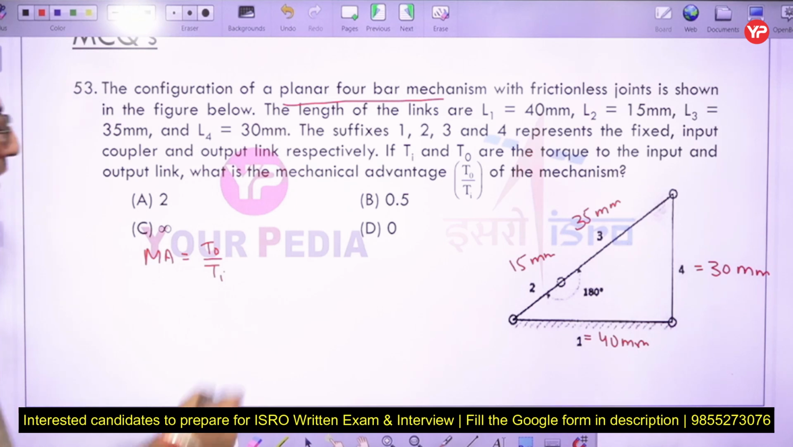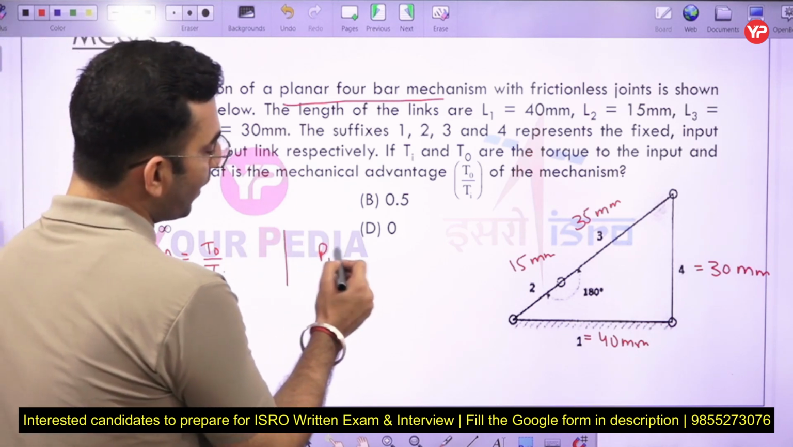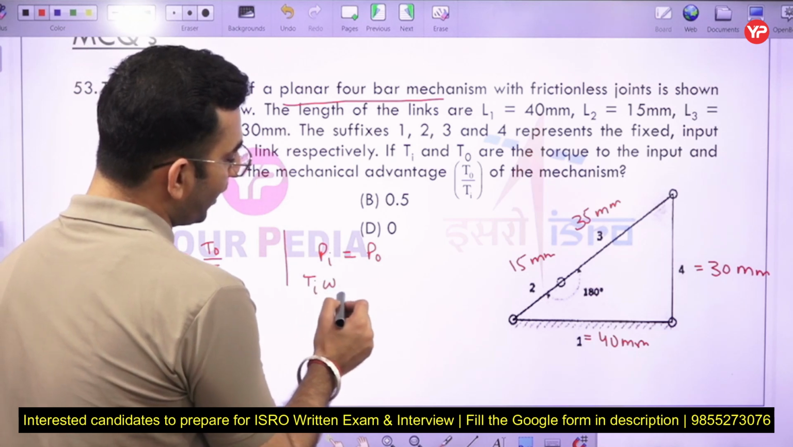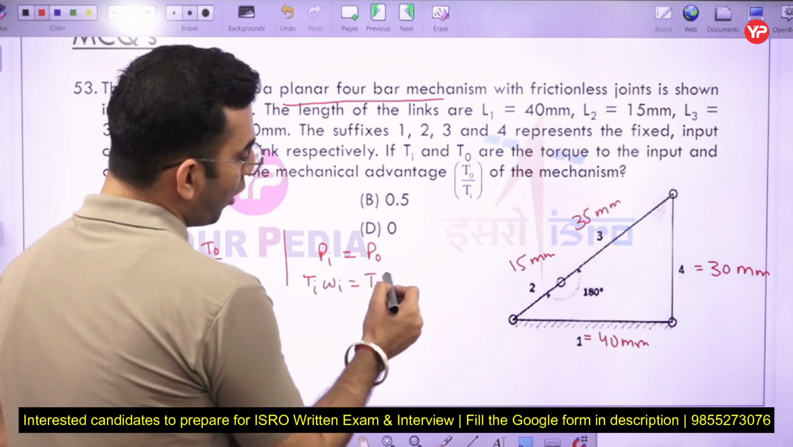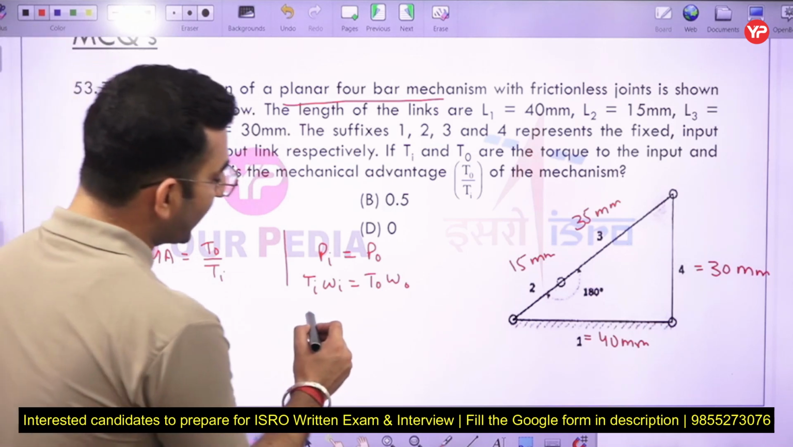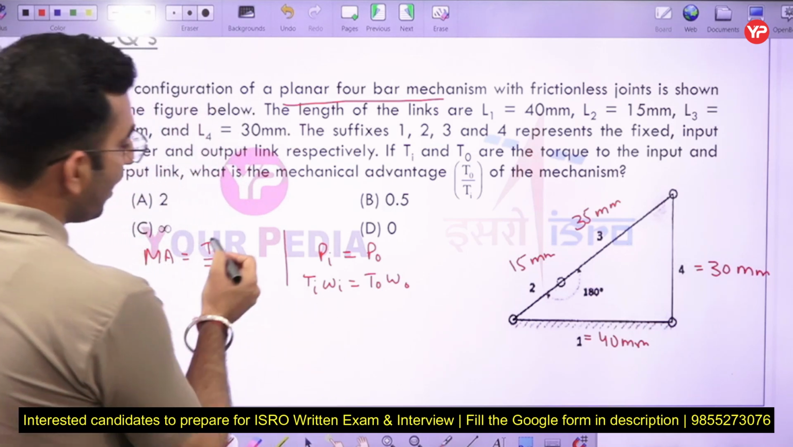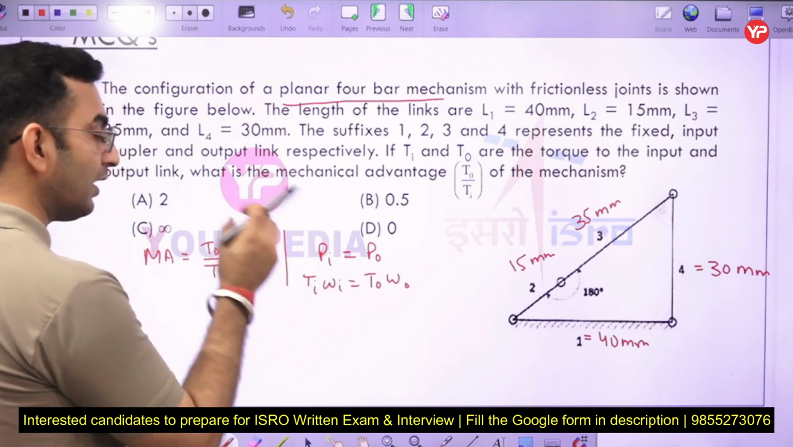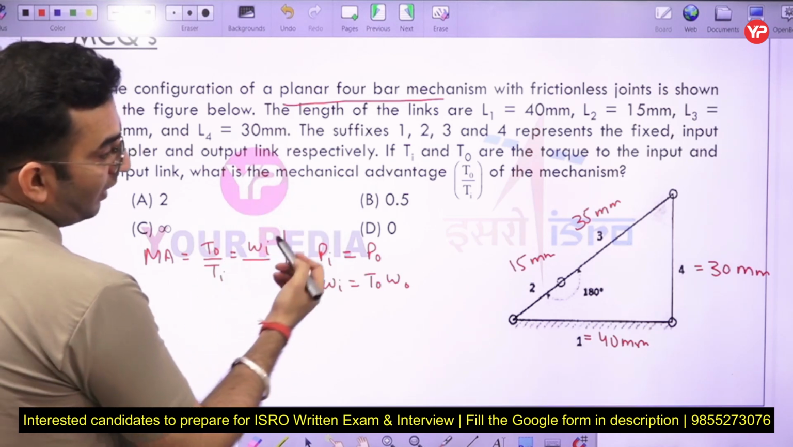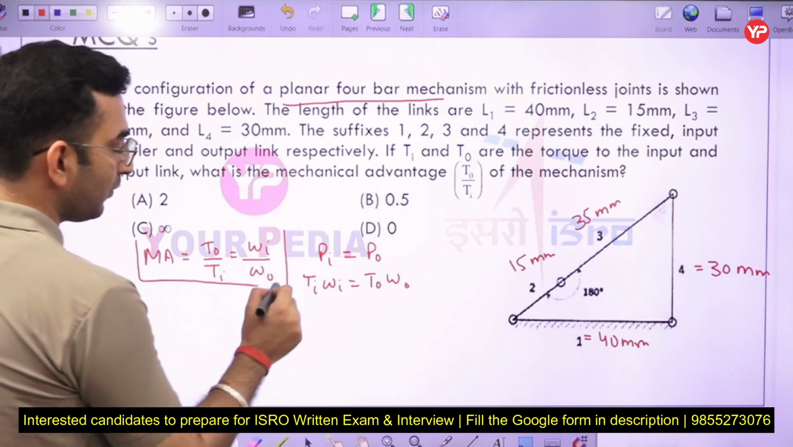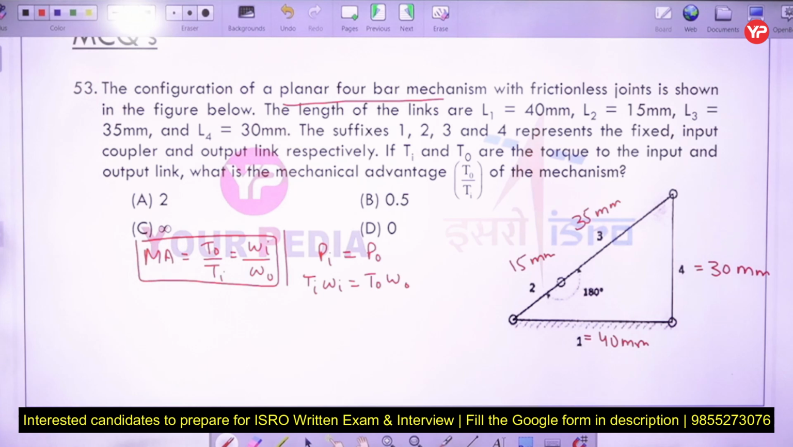As we know, in a mechanism the input power is going to be equal to the output power. So I can say input torque multiplied by input omega is going to be equal to output torque multiplied by output omega. So I can simply write the mechanical advantage is going to be equal to output torque by input torque, equal to the angular velocity of the input link divided by the angular velocity of the output link. So in that case, basically we have to calculate the ratio of the angular velocities.